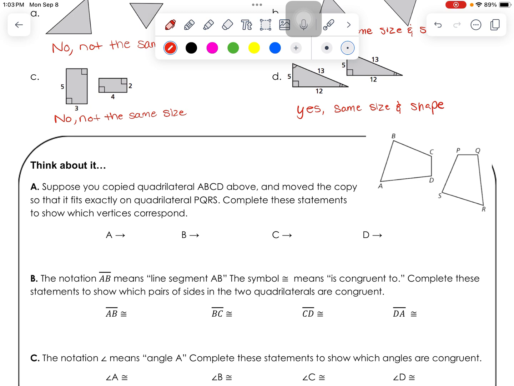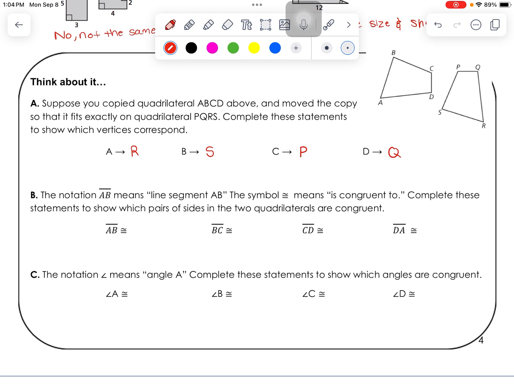All right, so here, this one says, suppose you copied quadrilateral ABCD above and moved the copy so that it fit exactly on quadrilateral PQRS. Complete these statements to show which vertices correspond. If I'm looking at my pieces, I can see that A should match with R, B should match with S, C corresponds to P, and D corresponds to Q.